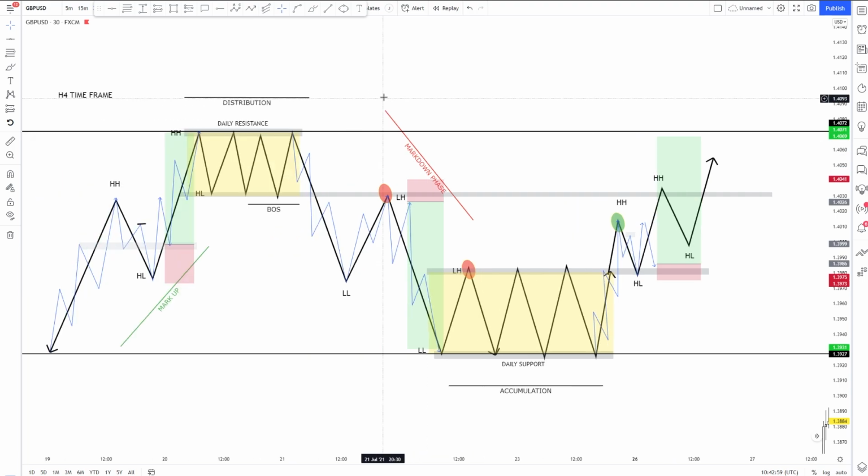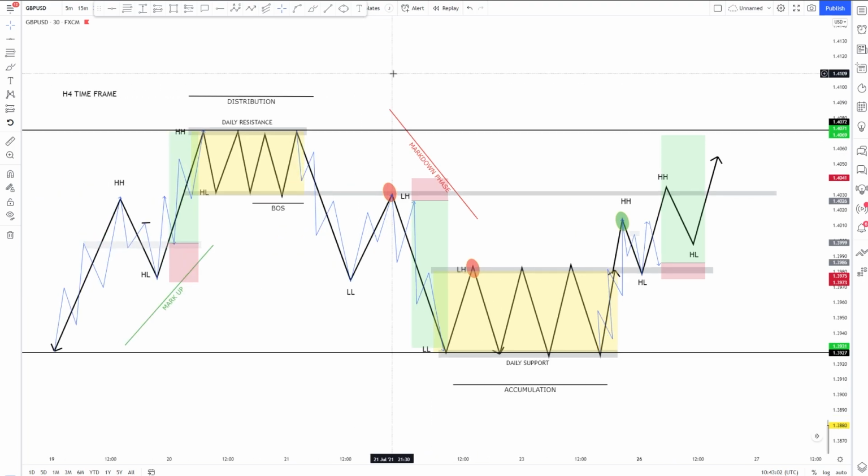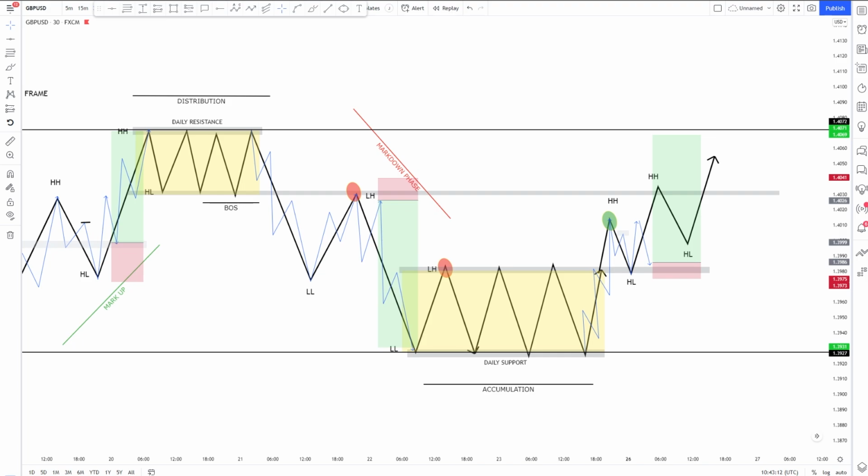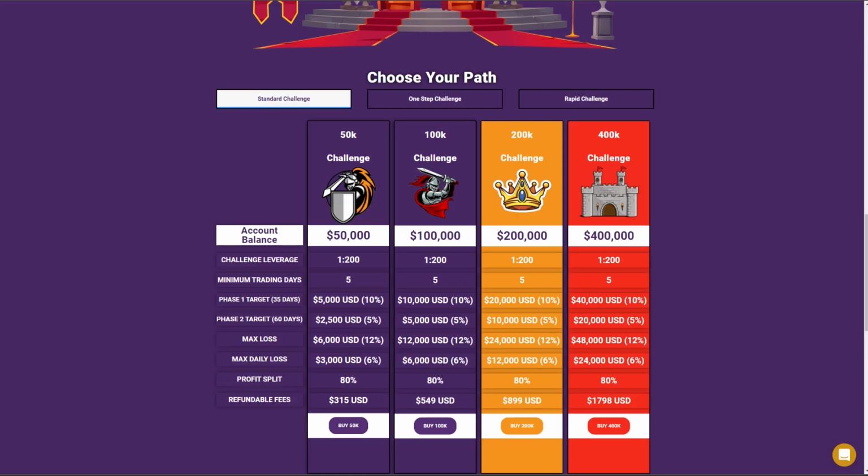So yeah, hopefully this makes sense to you. And right now let's go to the chart and look at a few examples and take this into practice. So hopefully this was useful. If not, don't hesitate to ask your questions in the comments below. So yeah, see you on the charts.